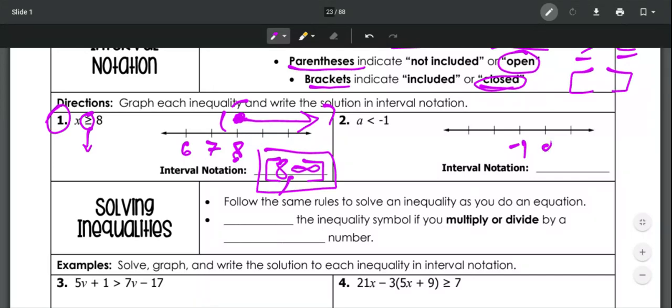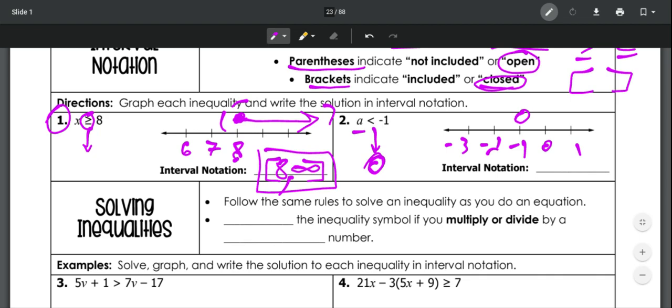So we're going to go up from that. So it's going to be 0, 1, -2, -3. All right. So now this is a is less than -1. So we don't have a less than or equal to sign. So we know since there's no line under it, it's going to be open. It's going to be an open point. So we're going to make our open point above -1.